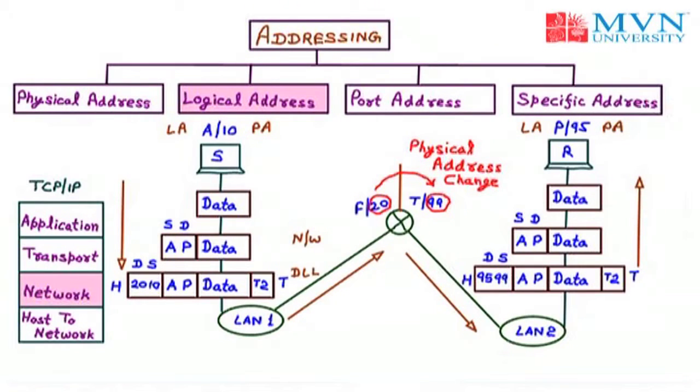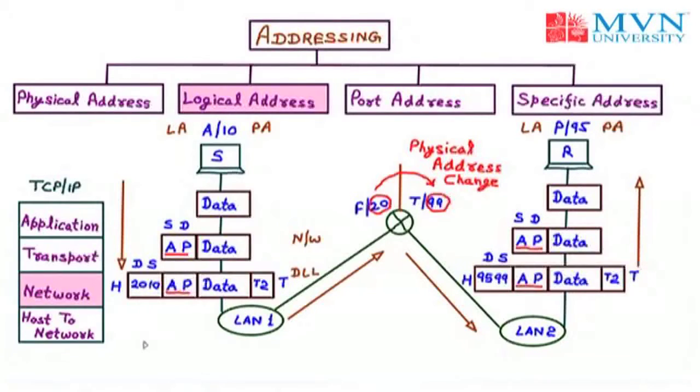But the important point to note here is that the logical address will remain the same. You can see that in the data packet we have AP, that is the same as at the sender. So the logical address always remains the same. We also call the logical address the IP address, but the physical address will change with every router.